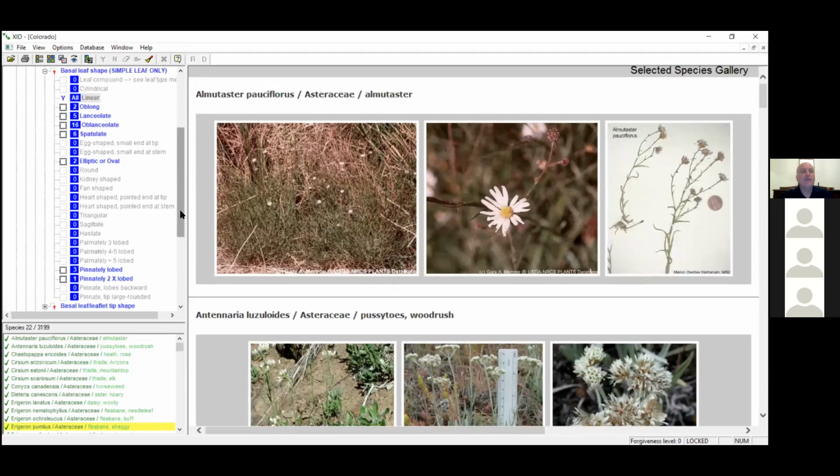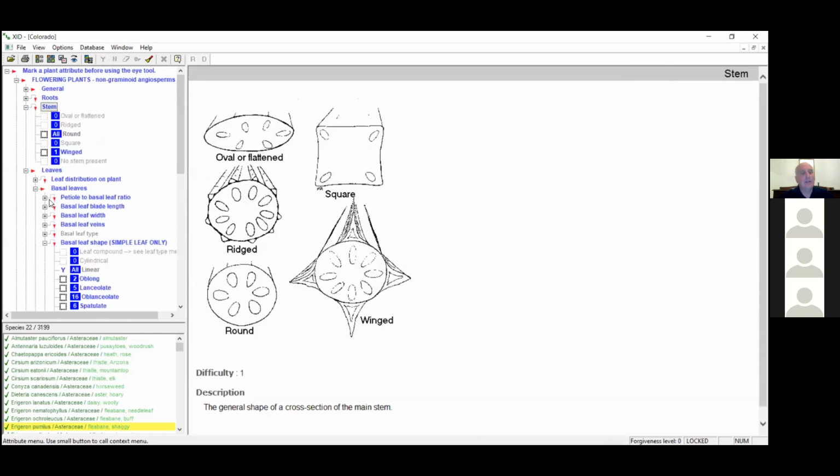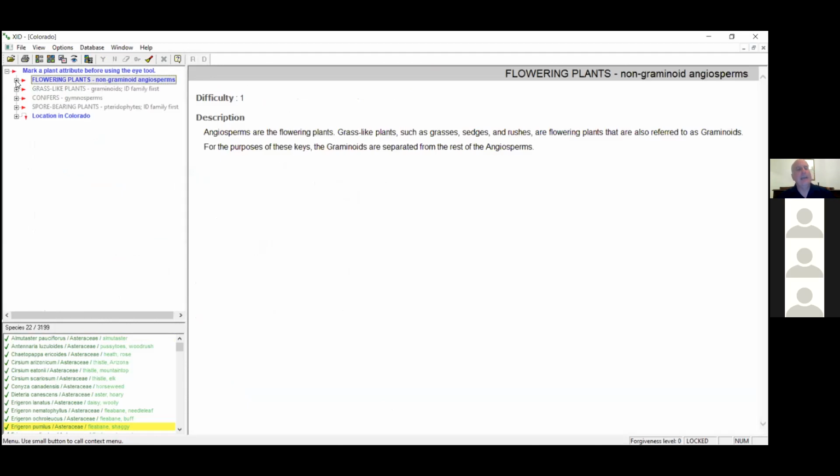There are hundreds of characteristics that you can go through here. It goes into the leaves, the petiole to basal ratio, whether or not it has hairs, what the venation is, and all that stuff. It's very detailed and it's complete. It has every species in Colorado, and it can be a good tool if you're stuck. Now I'm going to go back and share.